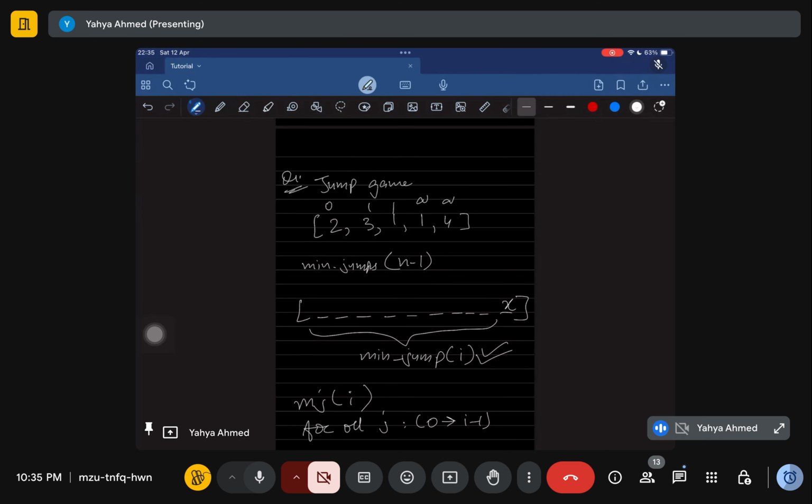That makes sense? Does anyone have any confusion as to what I just did? Did everyone understand what the updation here was? ठीक है.